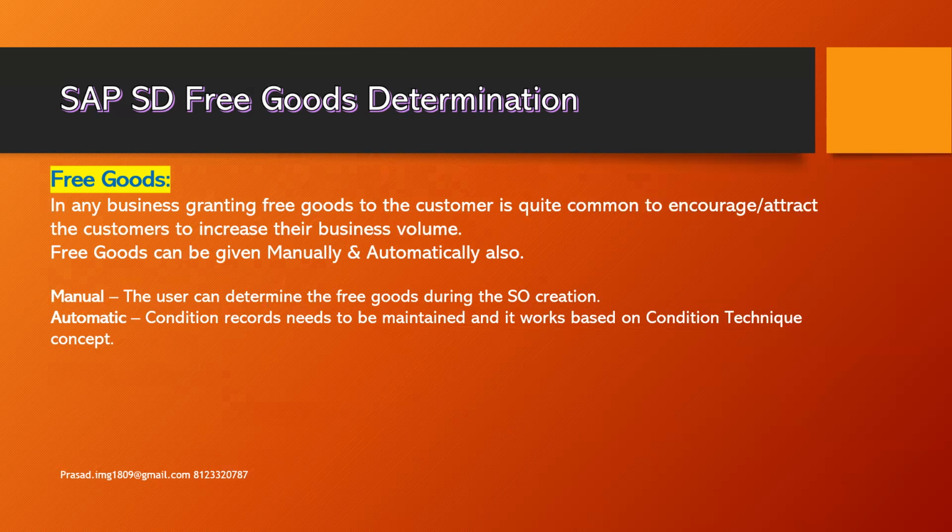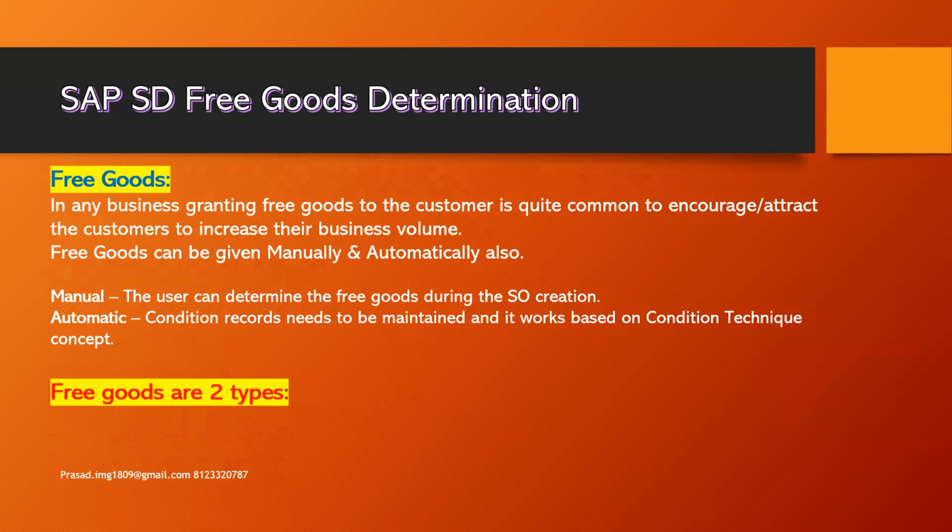If at all the system should automatically propose the free goods determination into the sales order, then we need to follow the condition technique concept. And then we need to maintain the free goods condition records. Based on those free goods condition records, the system will automatically propose the quantities.